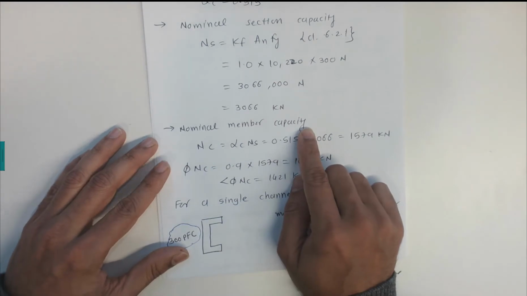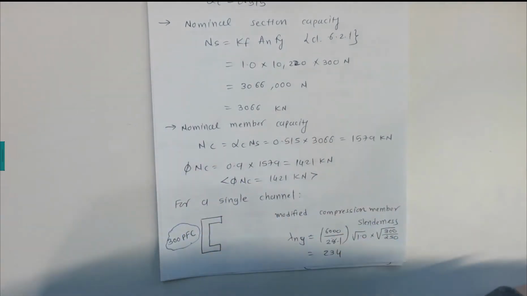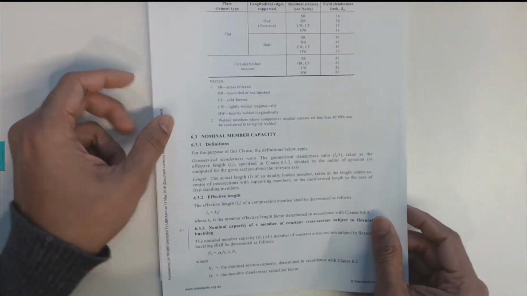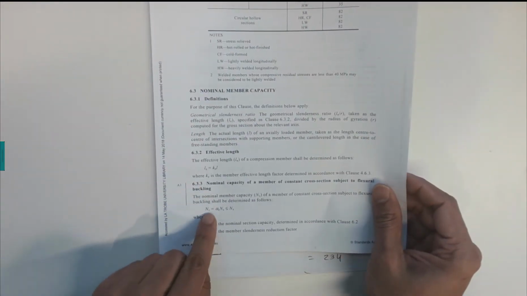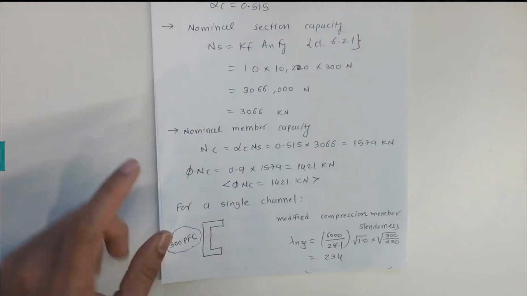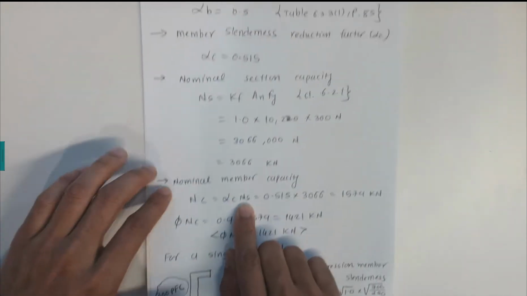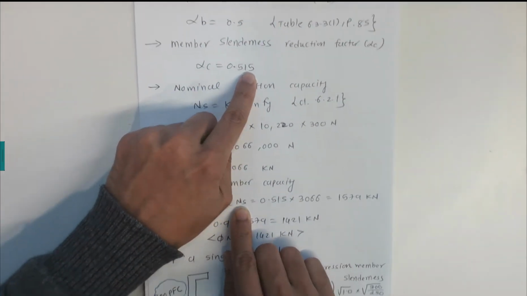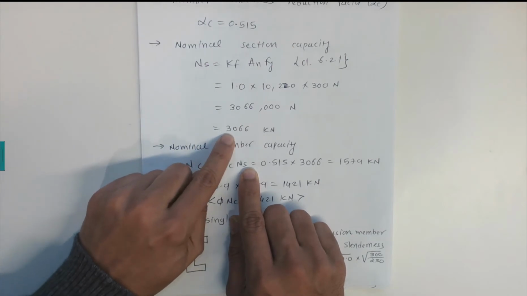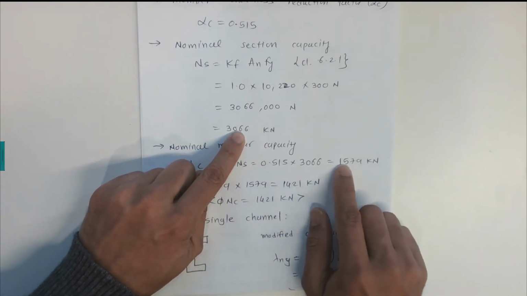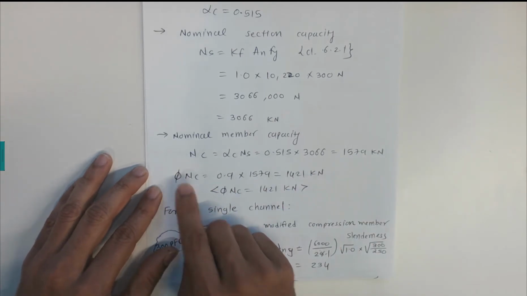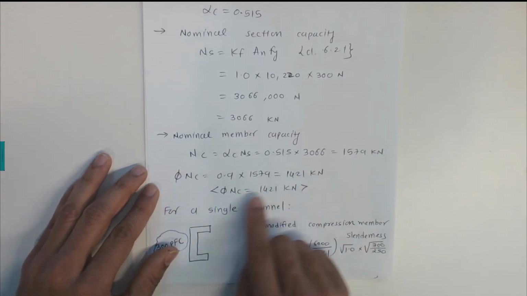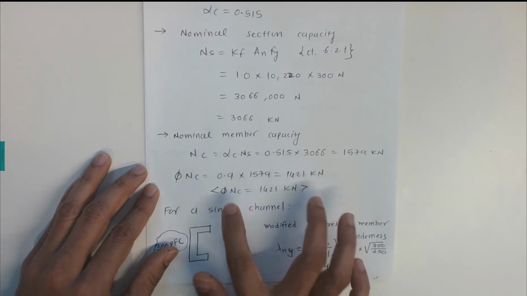Now nominal member capacity NC, that equation is given on page number 83, clause 6.3.3. Equation is given. So alpha c times Ns, we calculate alpha c 0.515 times the section capacity 3066, gives us 1579 kilonewtons. Multiply with the capacity factor 0.9, gives us 1429. So that's the capacity of the double channels.